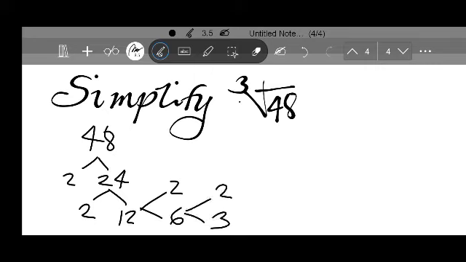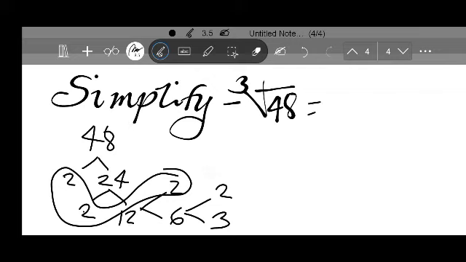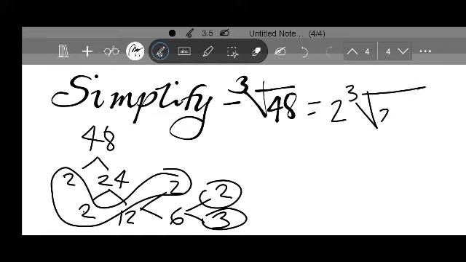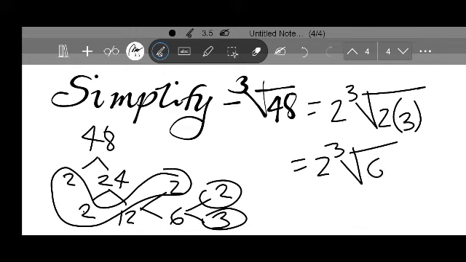This time, we're talking of cube root. Let's look for a number that was taken out 3 times. So you have 1, 2, 3. So you have a 2. So take this 2 out of the radical symbol. Now, the other prime factors, 2 and 3, were not taken out 3 times. So this remains inside the radical symbol, 2, and the other one is 3. Therefore, you have 2 cube root of 2 times 3 is 6, and that is your answer.